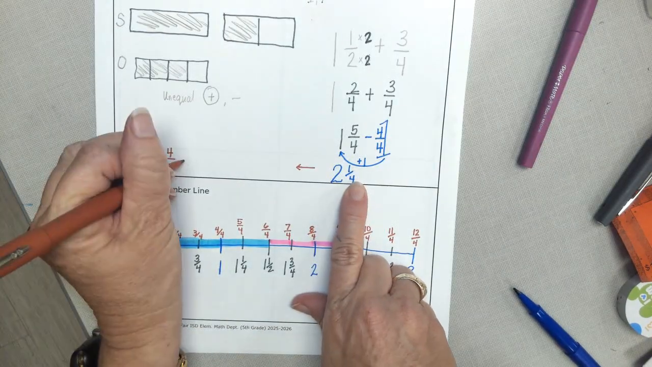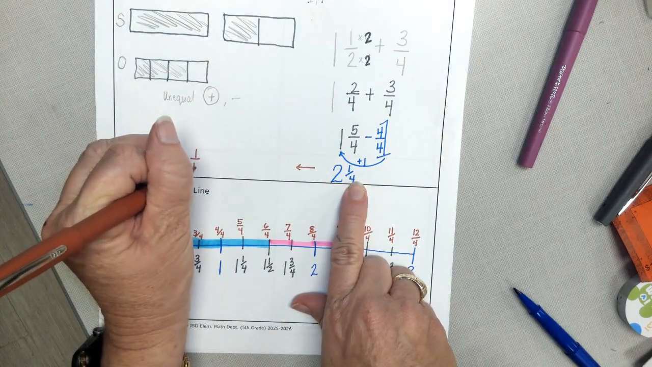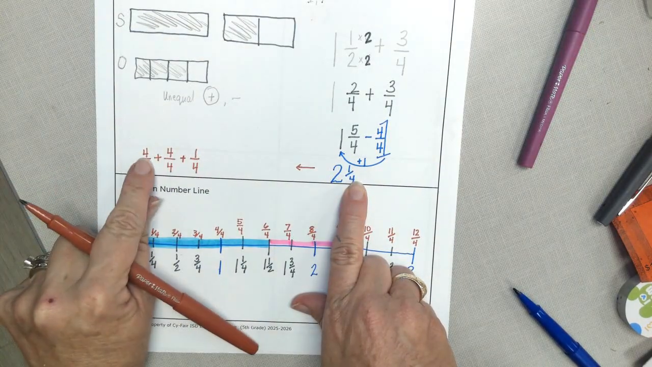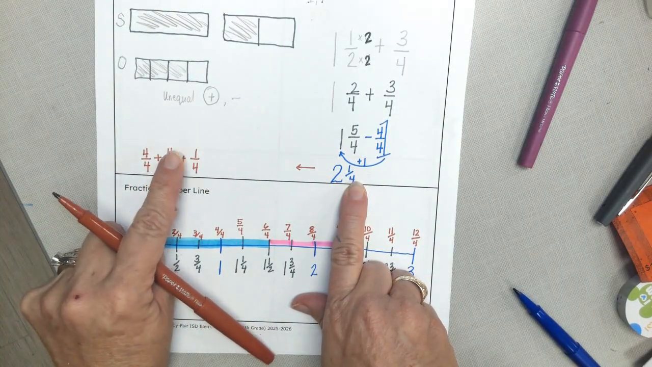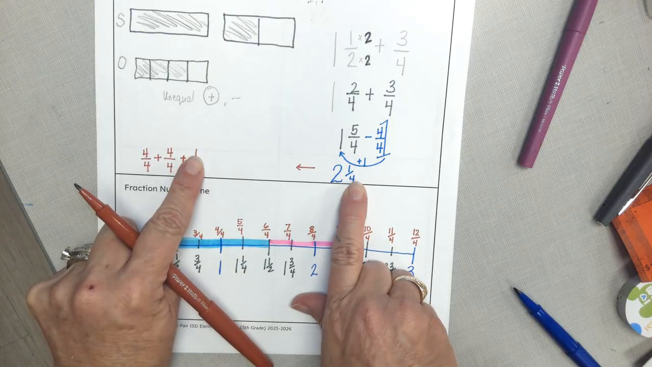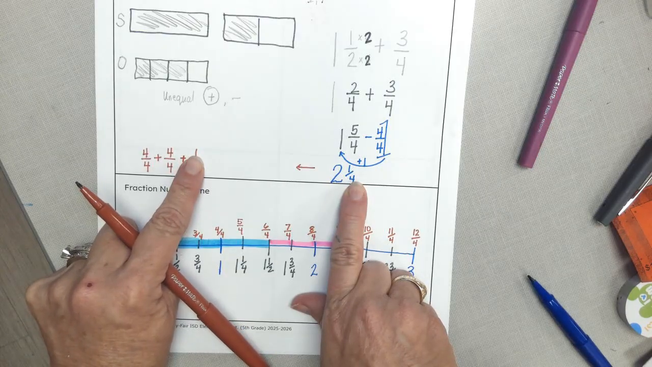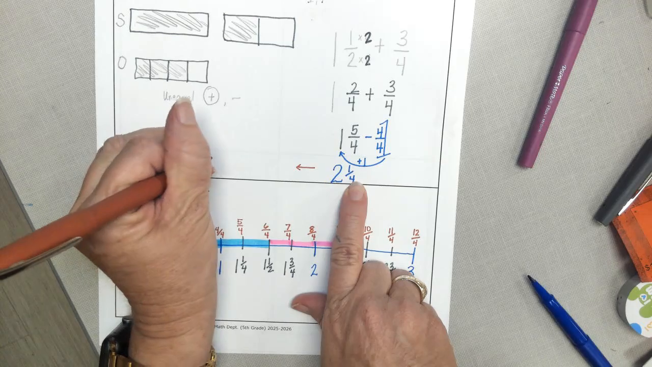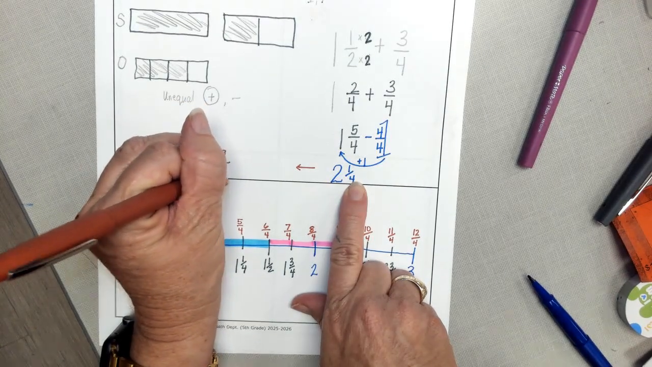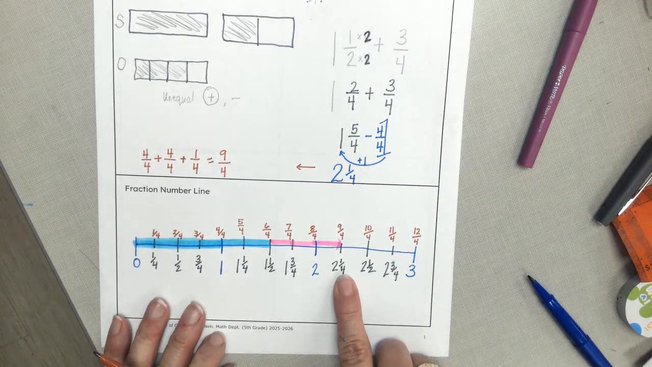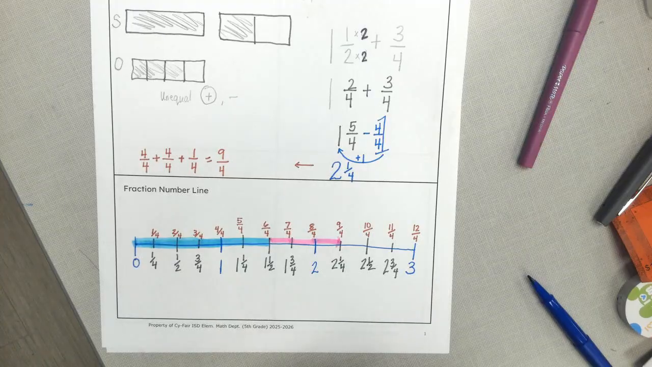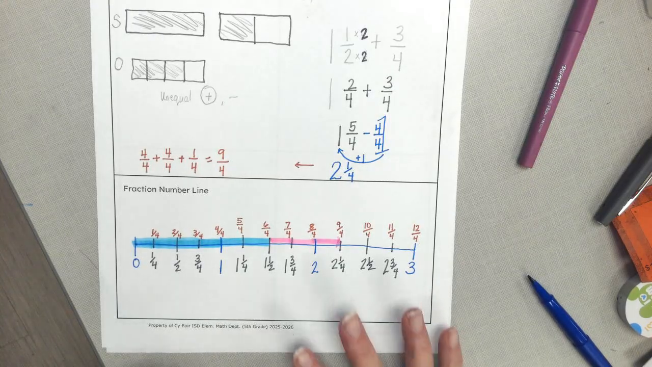Plus an extra fourth. What's 4 plus 4 plus 1 going to give you? Yeah. 9/4. It's going to give you 9/4. Well, wait a minute. Aren't those the same thing? Yes. So does that make sense now? Yeah. So it should all make sense.